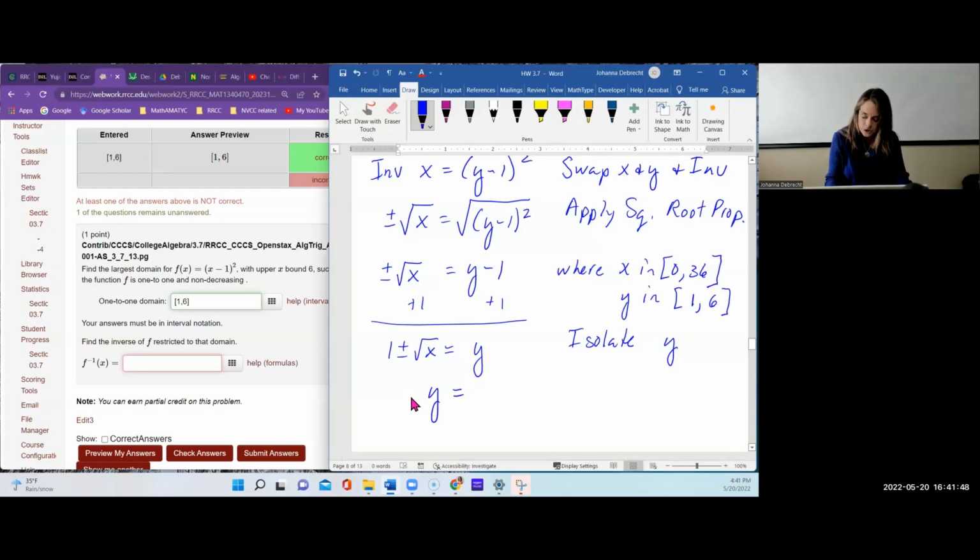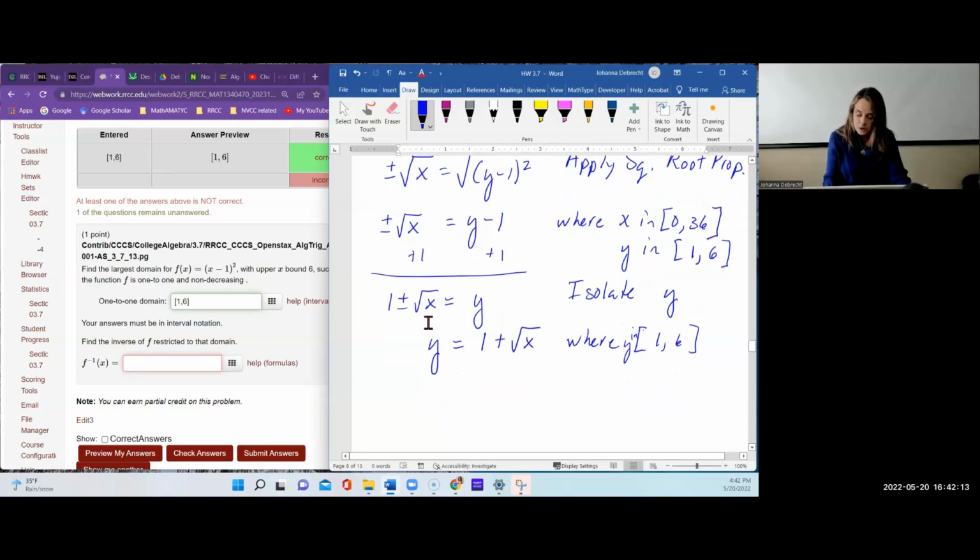This means that my restricted domain gives me the inverse function of 1 plus the square root of x. And this carries the restriction that y is in 1 to 6. Now, this also carries the restriction that x is in 0 to 36. Most of the time, we restrict the domain. So most of the time, we would write the following: y equals 1 plus square root of x, x in 0 to 36. Then we know that we've got the right equation.